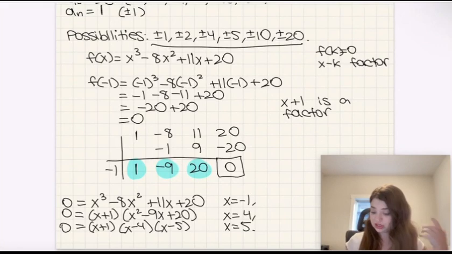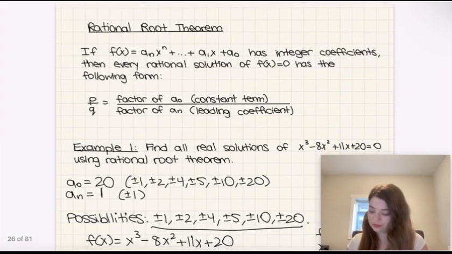Now, this was a big question. There were a lot of things we did. We had to do remainder theorem. We had to do synthetic division here. We had to use a quadratic factoring method. And we used a new theorem we learned called the rational root theorem as well.